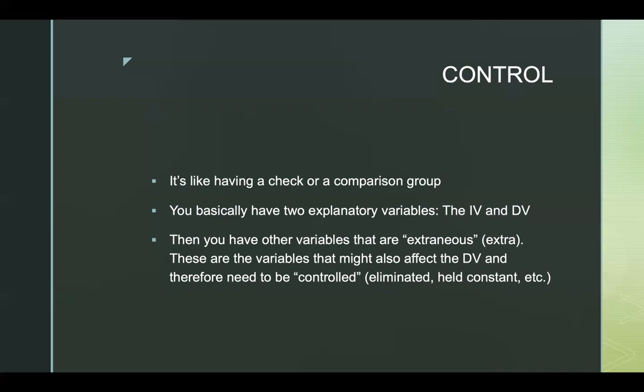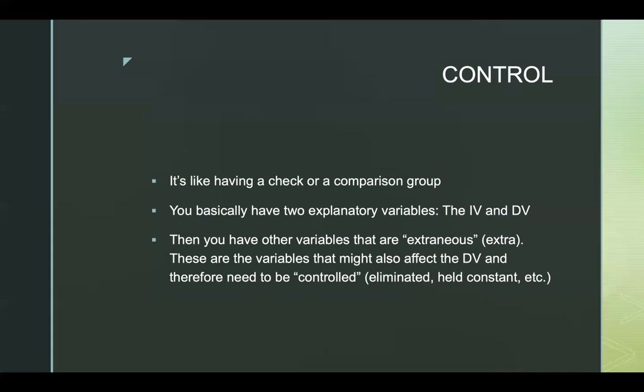Those aren't the only 2 variables that exist in the world, right? Or that exist in your study, because your study is done in the world. There are other variables out there, and we consider those variables extraneous. They're extra. They are the variables that might also affect what you're measuring, the dependent variable. And so you need to control those variables. When I talked about the reason why you're not hungry is because you just ate a chocolate cake, that would be an extraneous variable that would affect your dependent variable, how hungry you are. And so you have to control for that in your study.